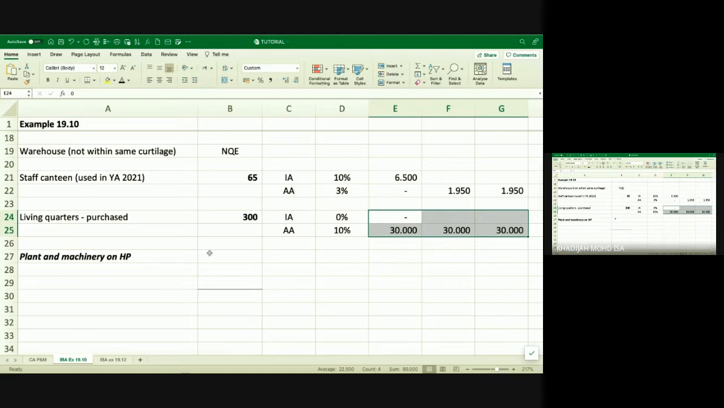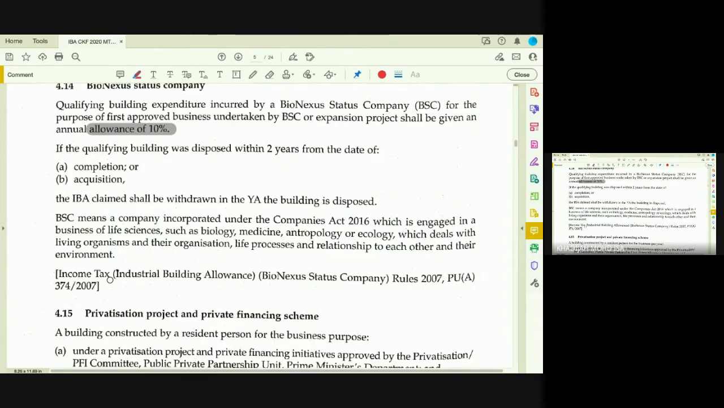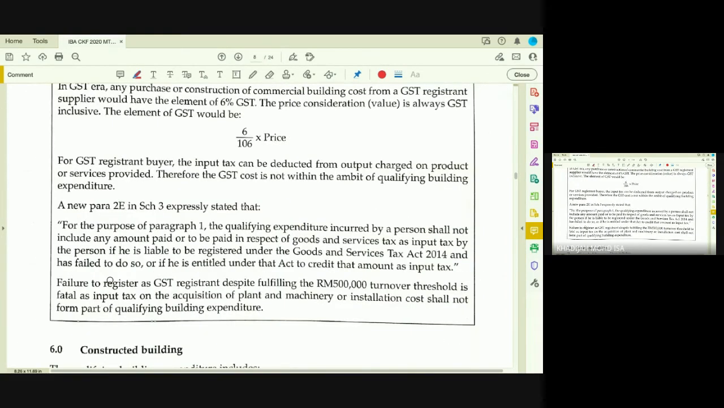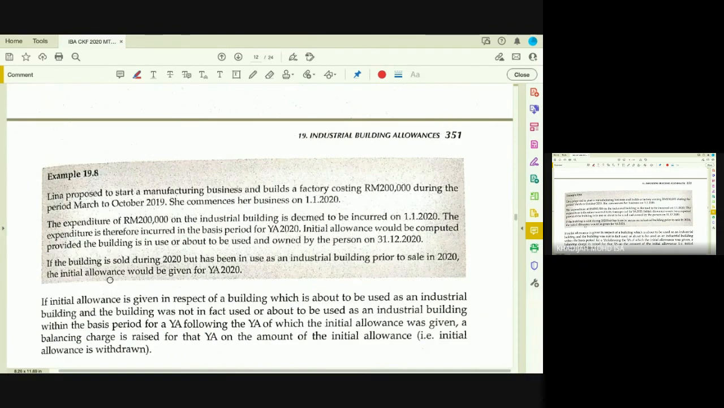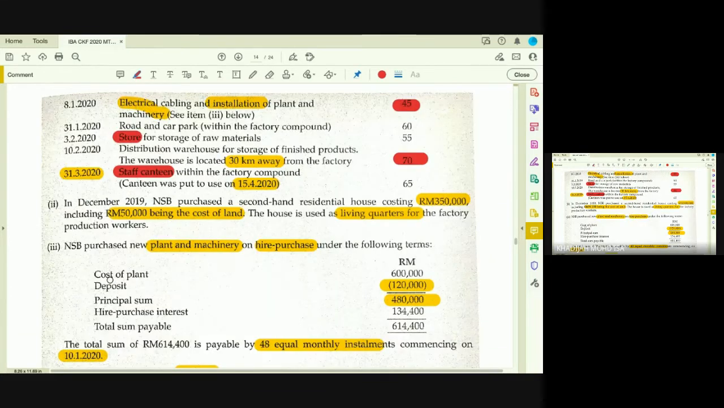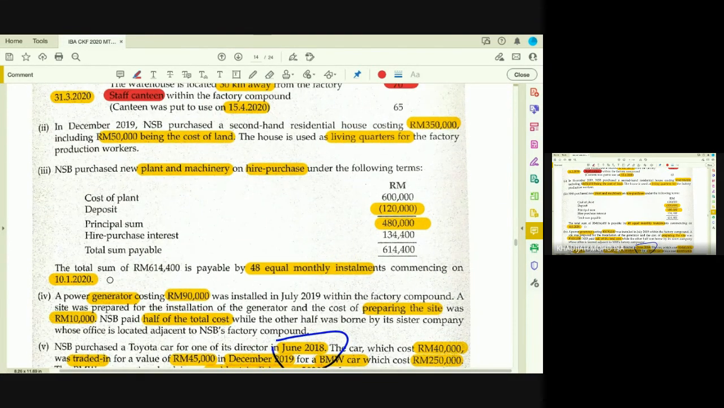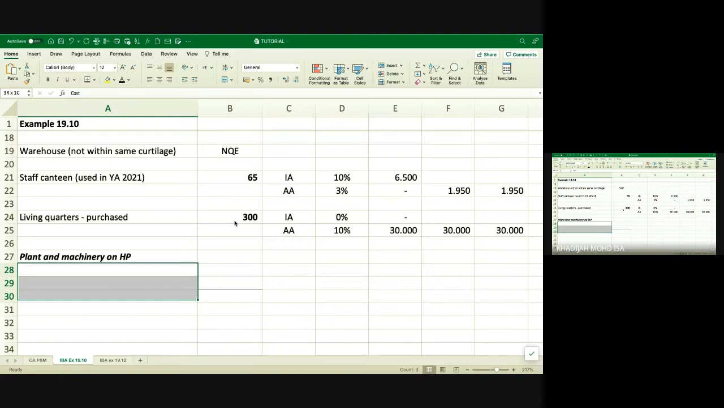What about your plant and machinery? The plant and machinery is a bit longer because it's on hire purchase. So you have to compute the monthly installment payment. What is the monthly installment payment? Where is it? Here. So compute the cost and deposit, and then you determine how much the installment payment is. For your HP, normally I only do this.